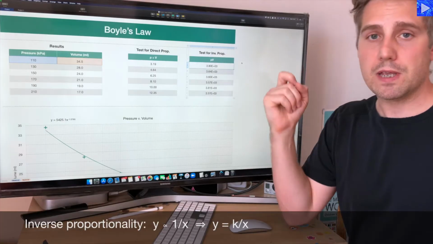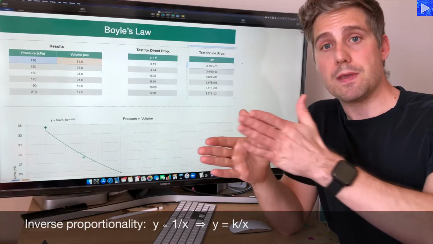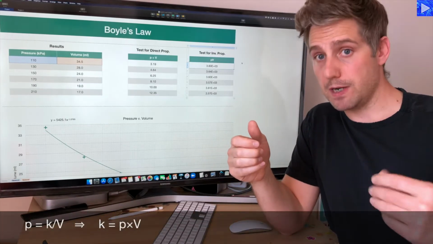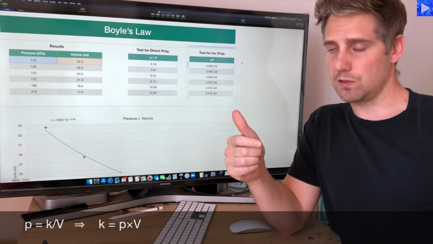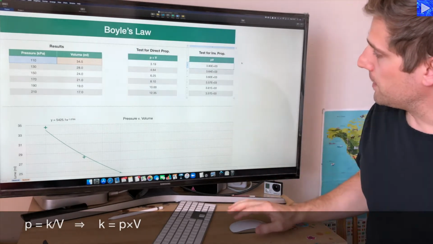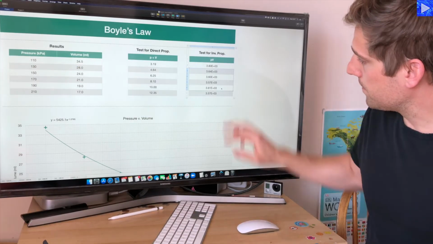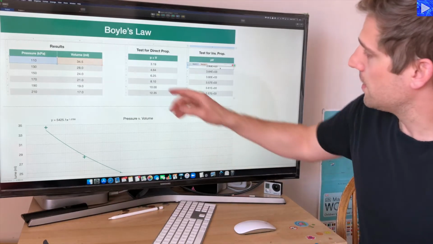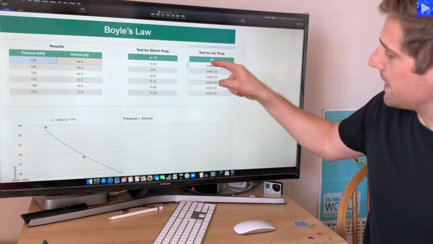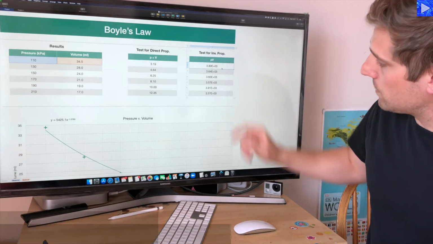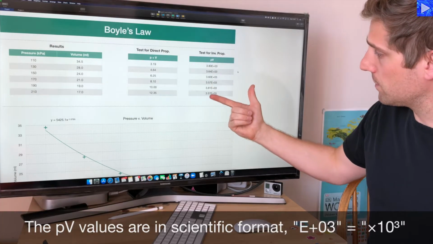So here I've calculated pressure times volume. If you have an inversely proportional relationship, then pressure would be equal to some constant divided by the volume. Rearranged, that's pressure times volume equals the constant. So we're looking for all these values to be the same. And you can see that these values here are all 3.6 to two significant figures.